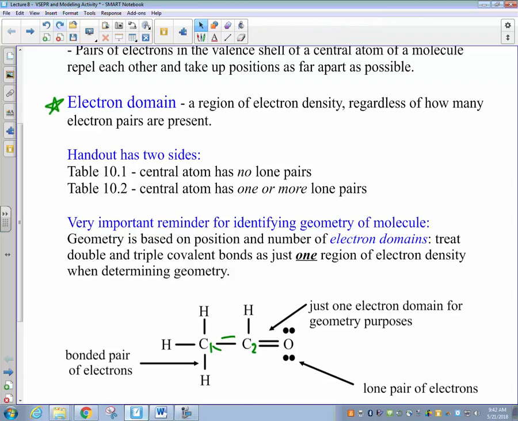Having looked now at carbon 2, we find that there are 3 regions in space where we find electrons. We have the carbon-to-carbon bond, which is one region, a carbon-to-hydrogen bond, which is the second region, and now a carbon-to-oxygen double bond, which again counts as just one domain. That is one region in space where we find electrons. So we say carbon 1 is surrounded by 4 electron domains, carbon 2 is surrounded by 3 electron domains. And again, we're interested in describing the electron domains around each central atom, not the sum of the electron domains for the molecule as a whole.